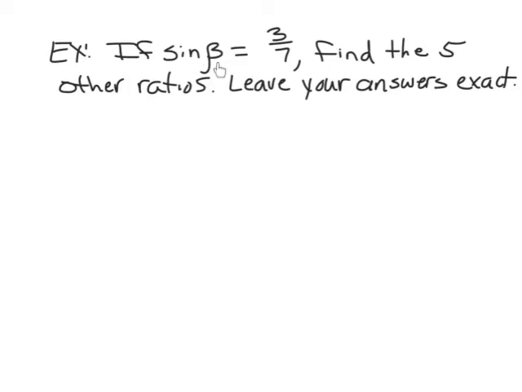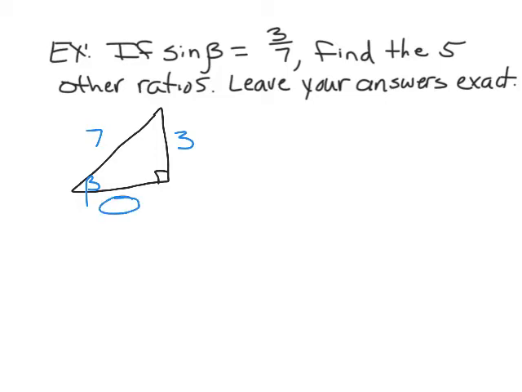So, sine of beta, that implies a right triangle, and I don't really care what angle measure beta is. I'll put them in here, because what I know is the sine of beta is 3 over 7, which means the opposite side is going to be 3, and the hypotenuse is going to be 7. So if I'm going to find the 5 other ratios, I've got to figure out the adjacent side.